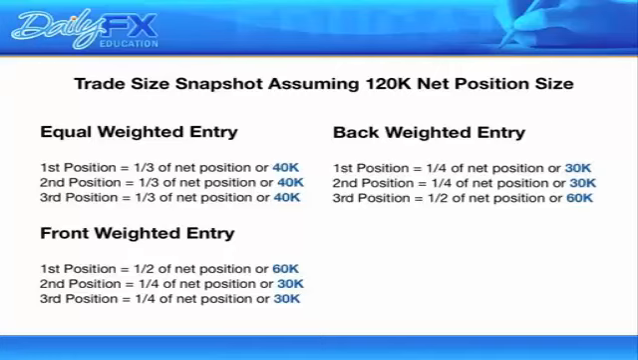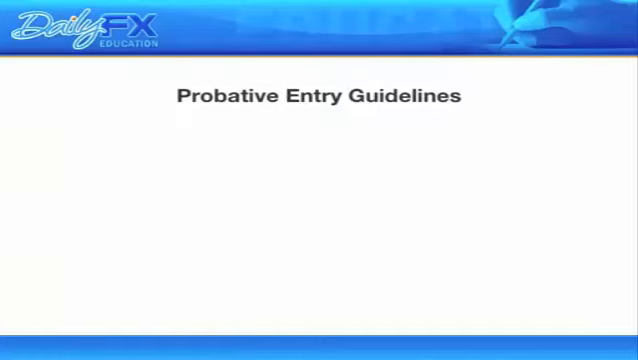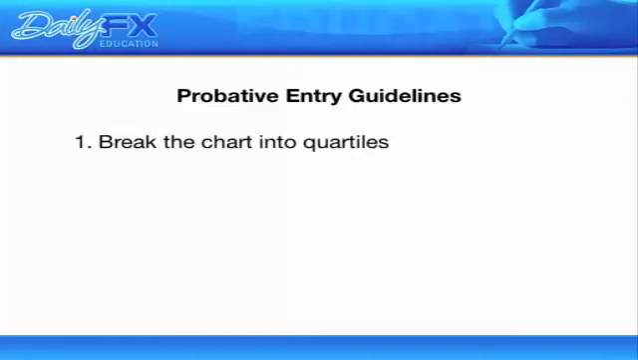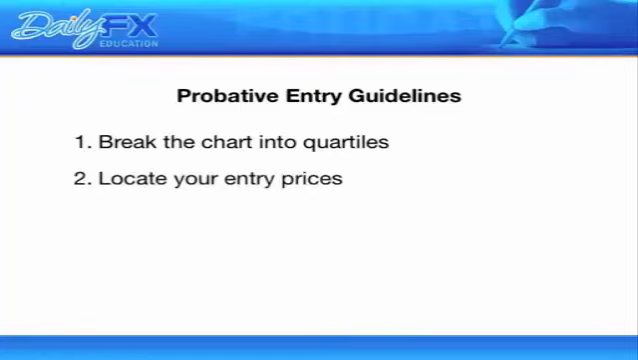Before going into the details of each approach and explaining the pros and cons of each, let's set the stage by laying out a few simple guidelines that all three approaches will follow. The first guideline is to break the chart into quartiles. As you already know, we buy in the bottom quartile of a range and we sell in the upper quartile of a range. Our second guideline is to locate our entry prices.